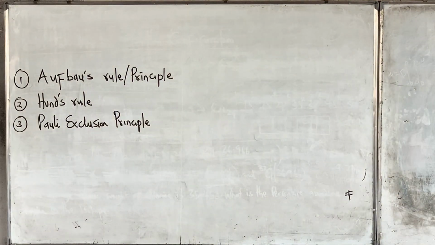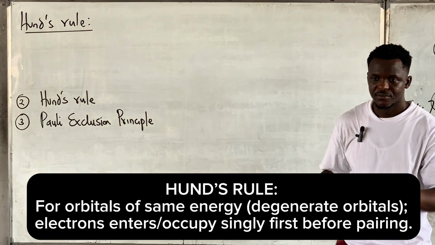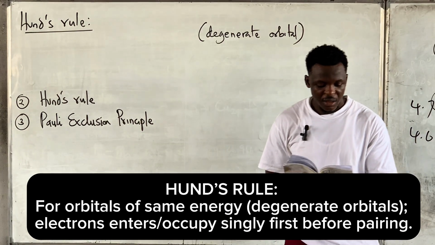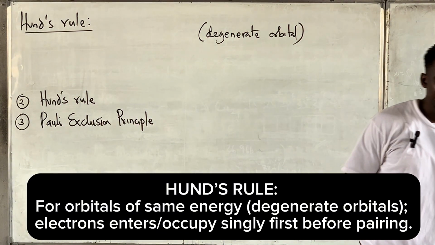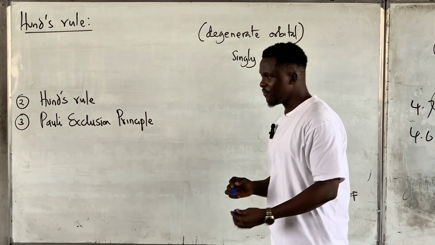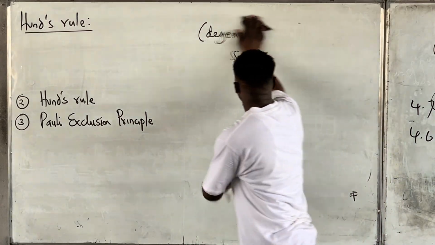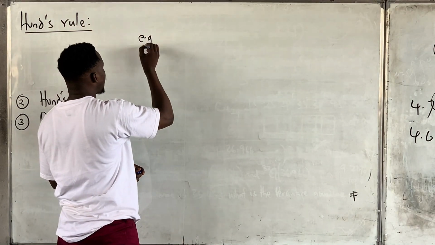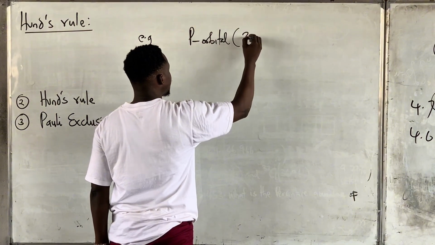So let's look at Hund's rule. Hund's rule states that for orbitals of the same energy, in bracket, degenerate orbitals, electrons enter singly first before pairing. Electrons enter singly first before pairing. Now, please, what are the examples of the degenerate orbitals? P orbitals are degenerate. P orbital has 3 suborbitals.